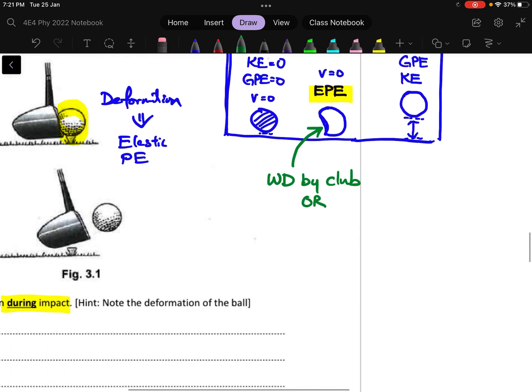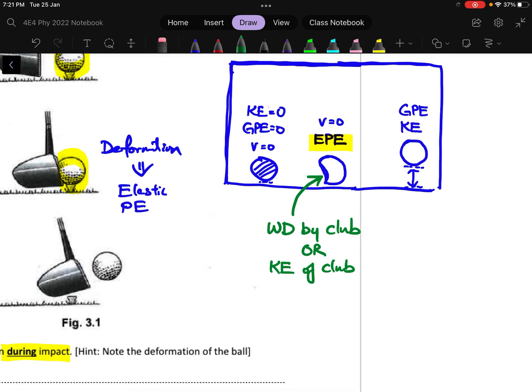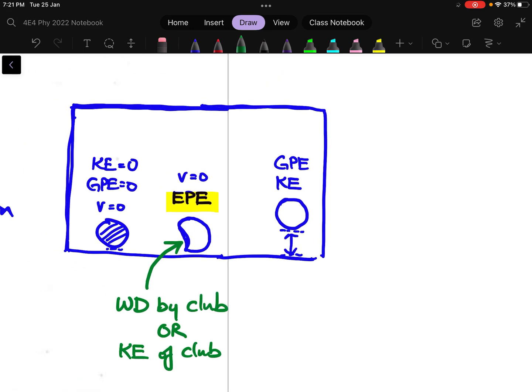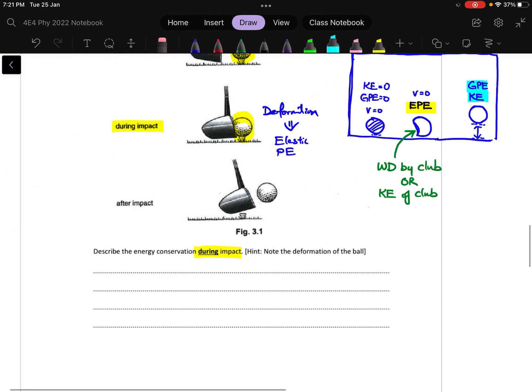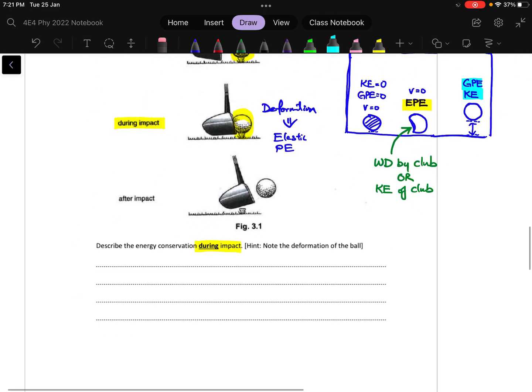Or if you do not like the word work done by golf club, you can say that the kinetic energy of the club has been transferred to the golf ball, and the golf ball turns it into EPE, right? And once you have this energy transfer into the golf ball, it subsequently converts this energy into GPE and KE. So now I need to describe the energy conservation during the impact. Well, first thing, I started off with this, right? So I need to mention that maybe I will start with this rather than this, right?